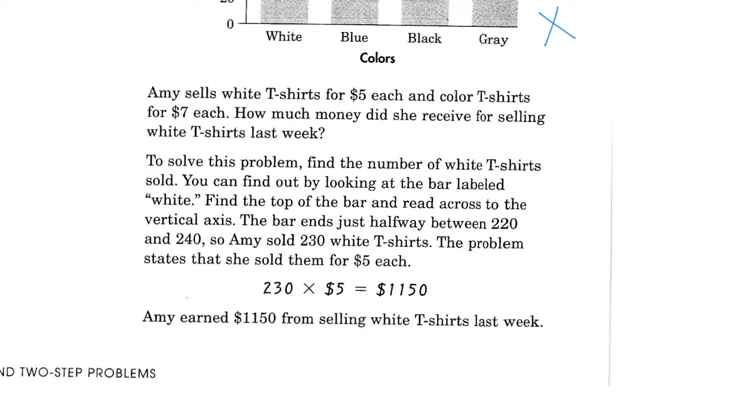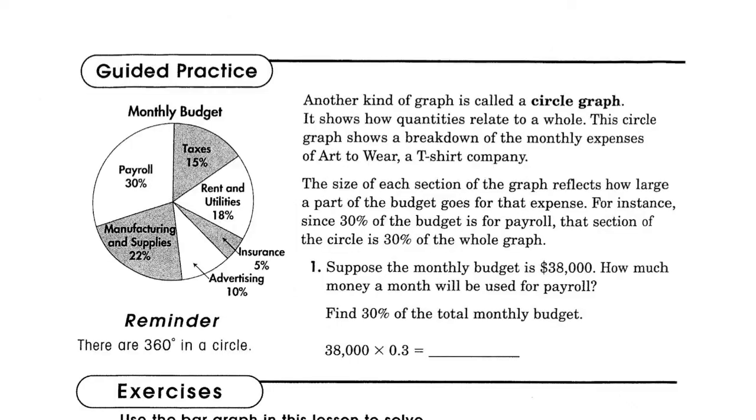The problem states that she sold them for $5. So you take 230 times $5 and you get $1,150. So Amy earned $1,150 from selling white t-shirts last week.